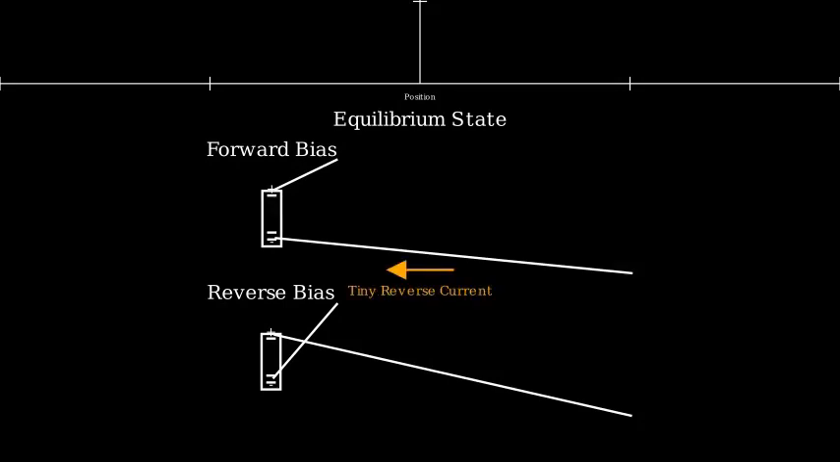The PN junction is the fundamental building block of many electronic devices. Diodes are simple PN junctions that allow current to flow in only one direction. Light-emitting diodes, LEDs, are PN junctions that emit light when forward biased. Solar cells work in reverse, converting light energy into electrical energy using PN junctions. Transistors, which are the basis of all modern electronics, use multiple PN junctions to amplify signals.